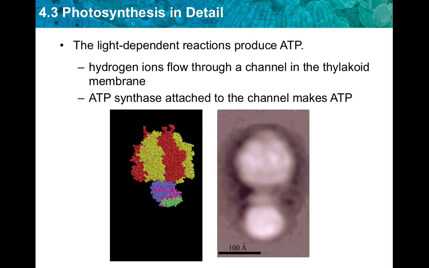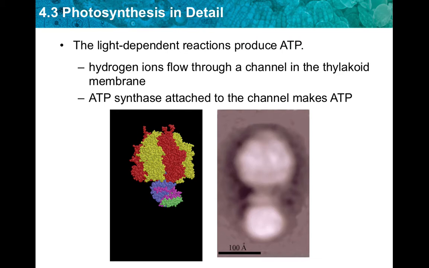Hydrogen ions diffuse through a protein channel. Hydrogen ions diffuse through a protein channel in the thylakoid membrane, which means that there are more hydrogen ions inside than outside. Okay? Then, the difference in hydrogen ions is called the chemiosmotic gradient, which stores potential energy.